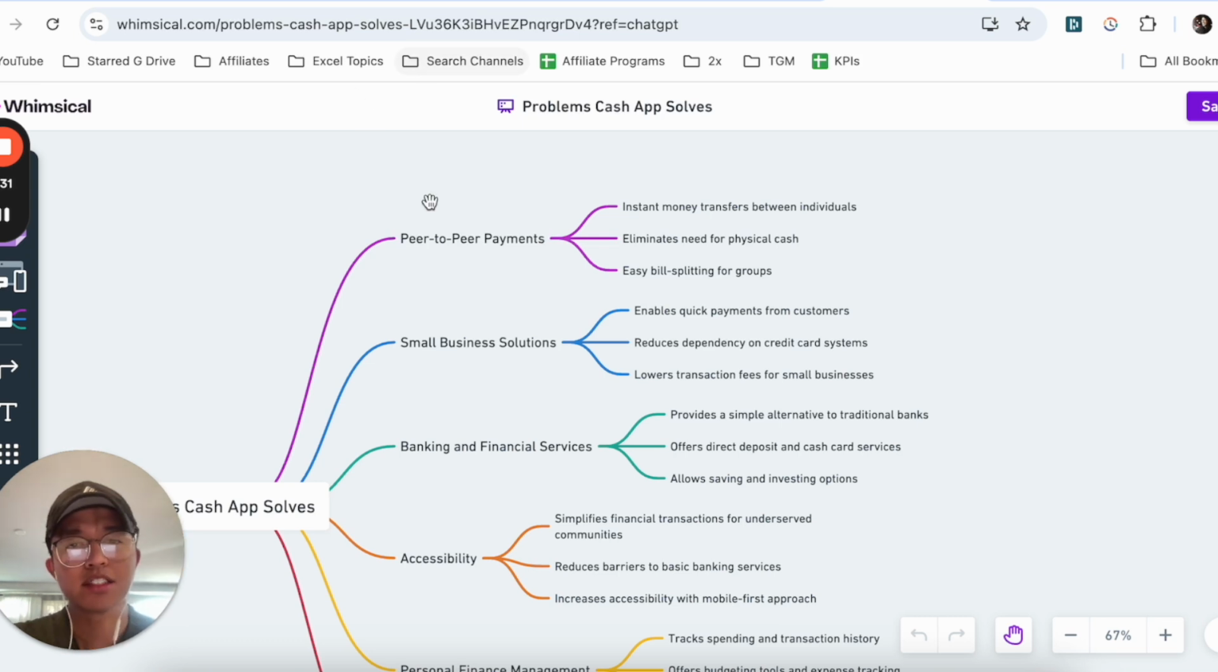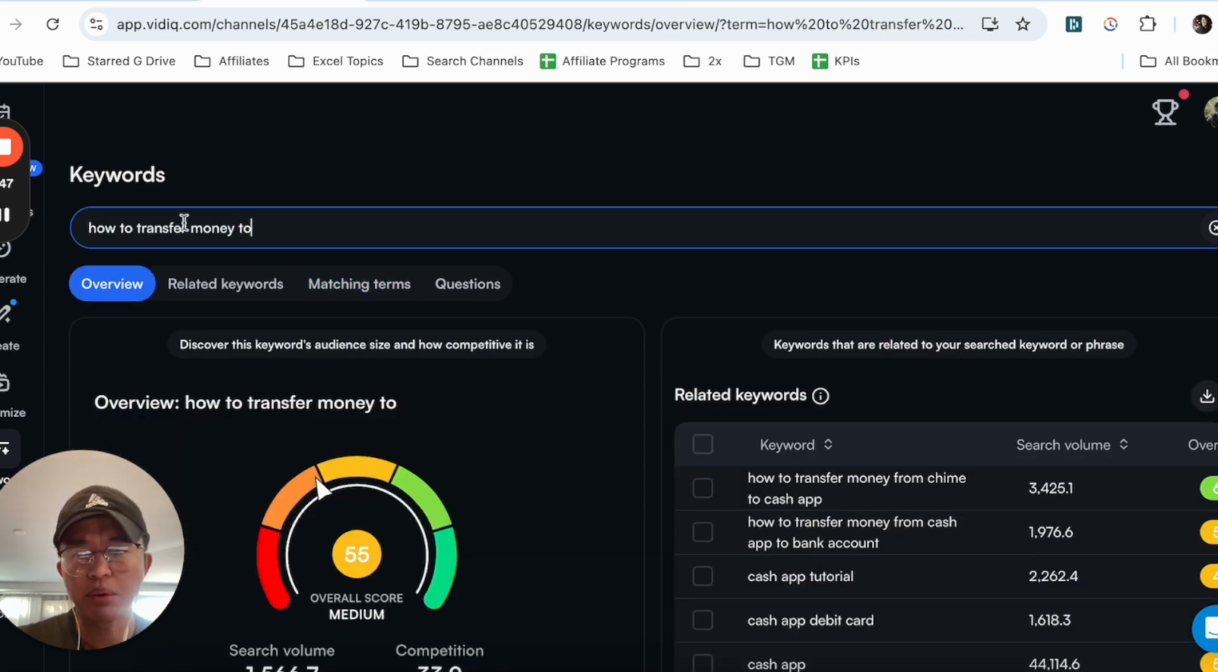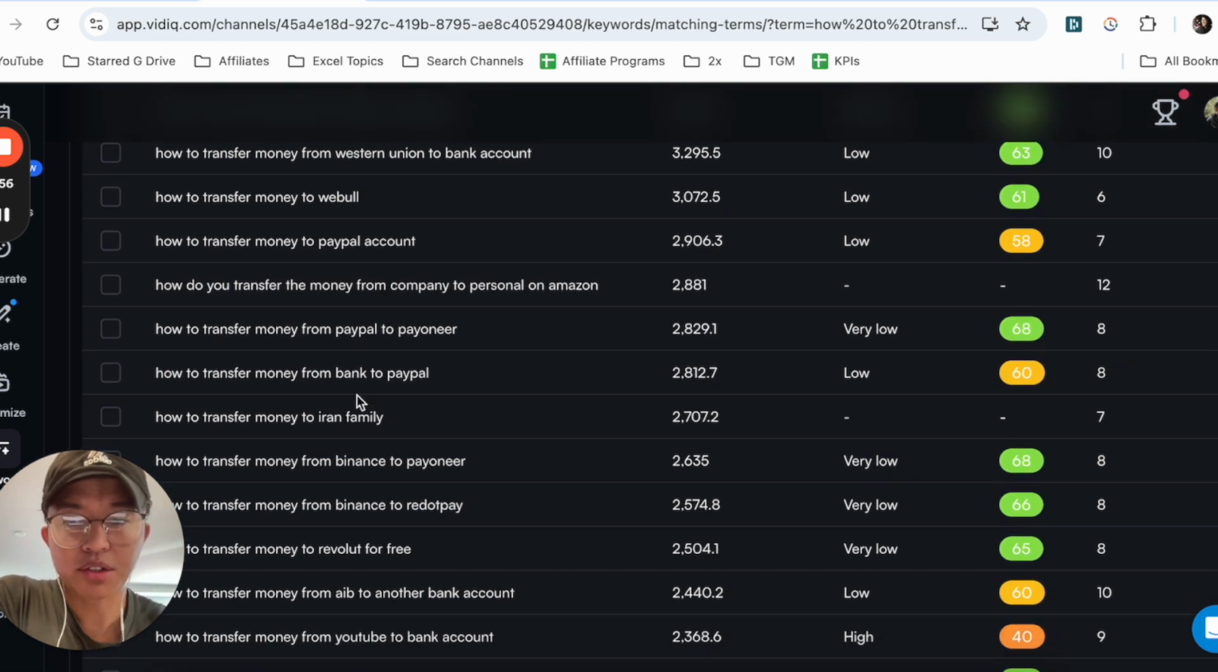The next step, after understanding what problem you want to solve using Cash App, is using a tool called vidIQ. In vidIQ, what I'll type is "Cash App how to transfer money to." I'll type in a keyword like "how to transfer money to," and then click on matching terms. Here are all the problems that people have. These are all searchable problems. What you need to do is find a problem in which Cash App can be the solution.